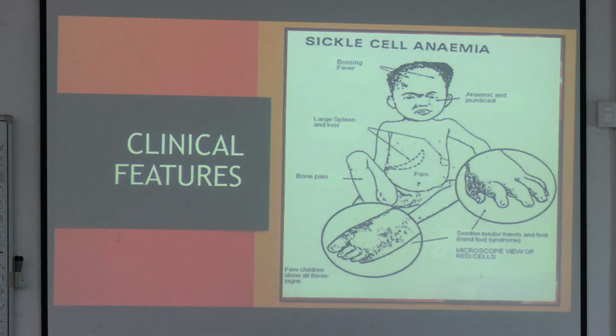So this is a schematic diagram. Hand-foot syndrome, bone pain, large liver and spleen, anemia and jaundice, and bossing with fever for infections. These are just a schematic diagram for better memory recapitulation. Hand-foot syndrome: swollen tender hands and feet. Most common symptom in infants. Most common manifestation of sickle cell anemia.